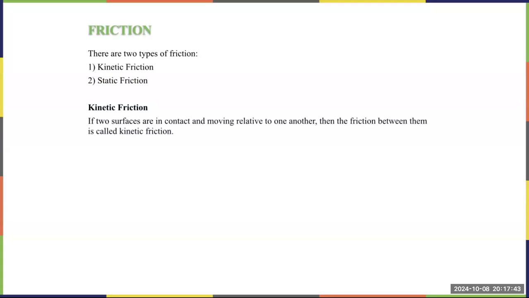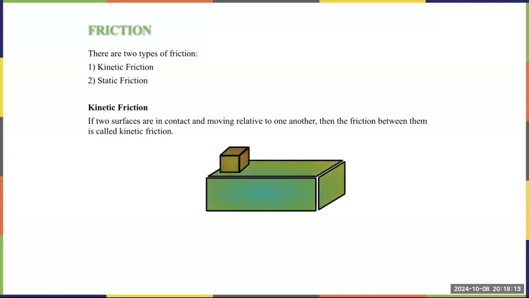If two surfaces are in contact and are moving relative to one another, then the friction force between them is called kinetic friction. Meaning if you're driving a car and you hit the brake, your wheel locks and the wheel will skid against the surface. At that moment, when it's sliding, not rotating, it's called kinetic friction. For example, if we have two blocks, one small block on top of another big block.